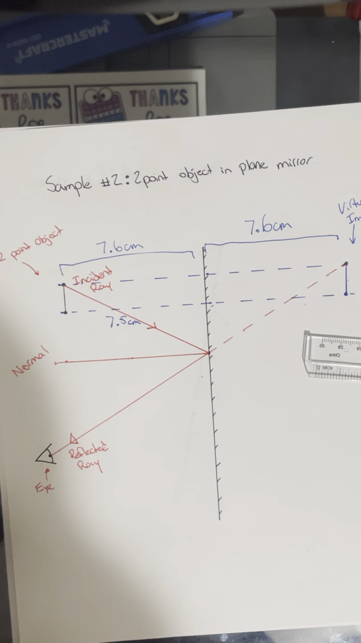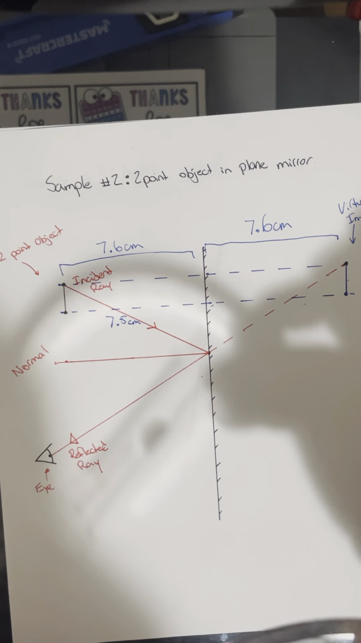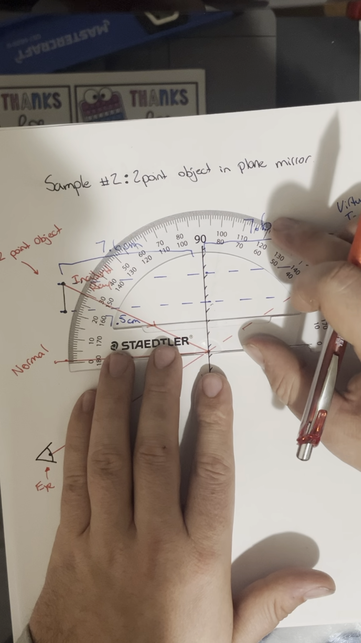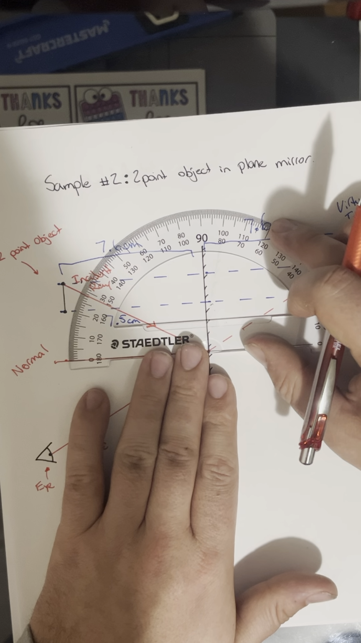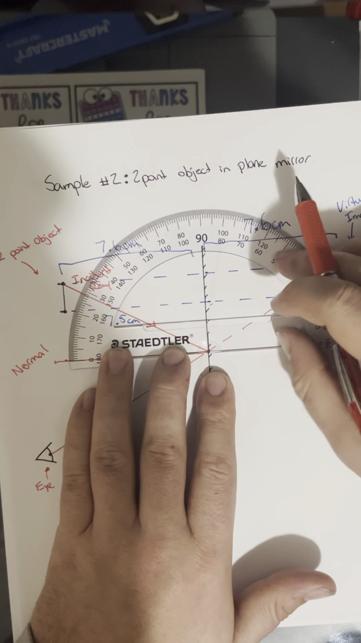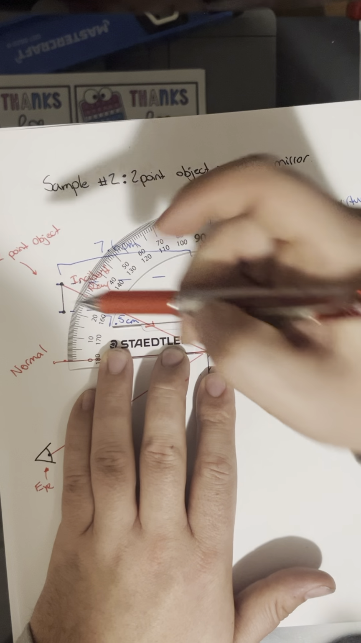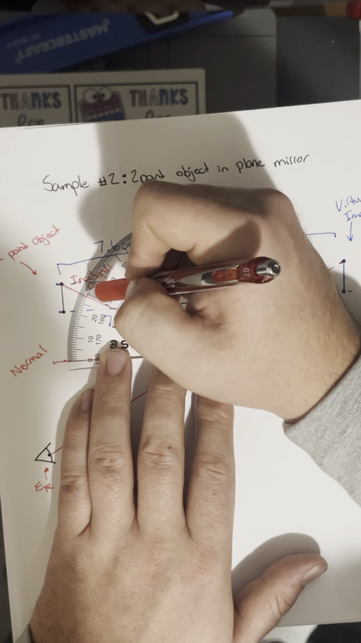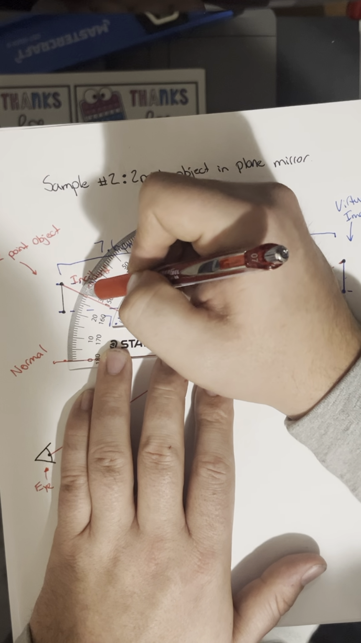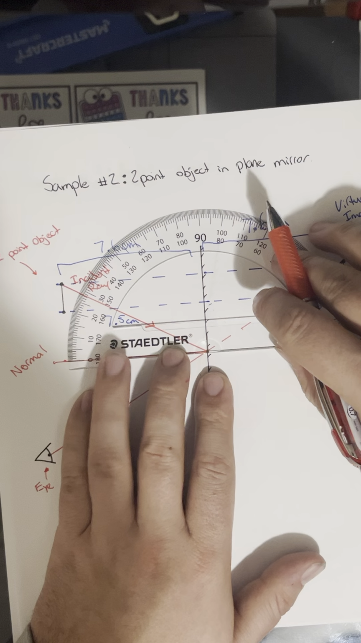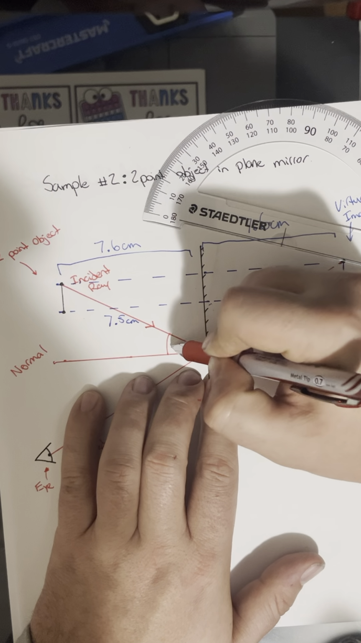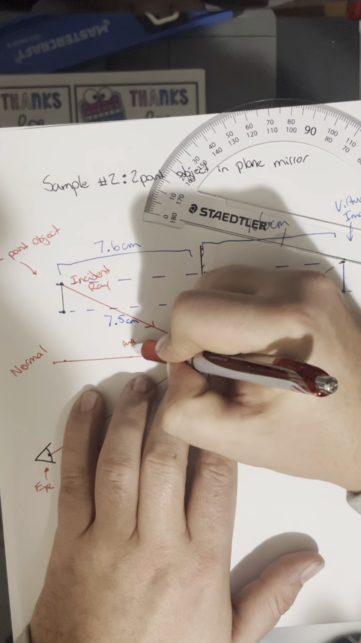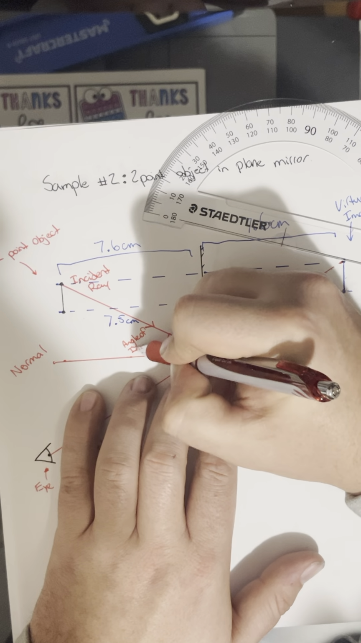Now I can go through using my protractor. I'm going to determine my angle of incidence first, which is going to be, line that up right along my normal, making sure the point is at the location where everything is intersecting. And I can see that my incident ray is going to be about 28.5 degrees. So this here would be 28.5 degrees. That is my angle of incidence.